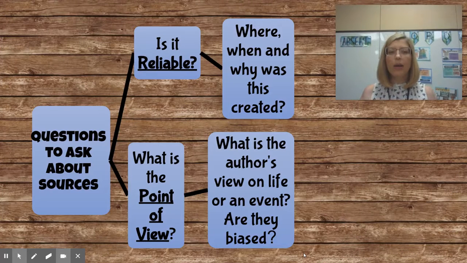Okay, guys, now we are going to talk about questions that you should be asking about your sources. The first question that you'd want to ask is, is it reliable? Where, when, and why was this created? I'm sure that your teachers along the years have taught you that when you go to Google, you can't use Wikipedia because it is not a reliable source. So you need to look at your source and first assess whether it is reliable. The next question you'd want to ask is, what is the point of view? What is the author's view on life or an event? Are they biased?